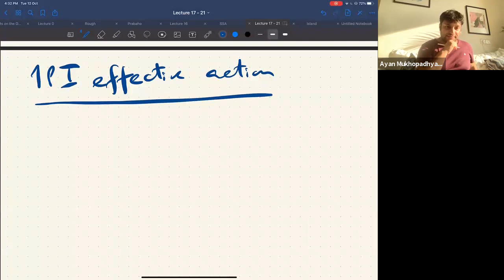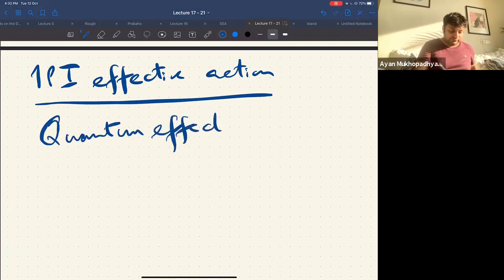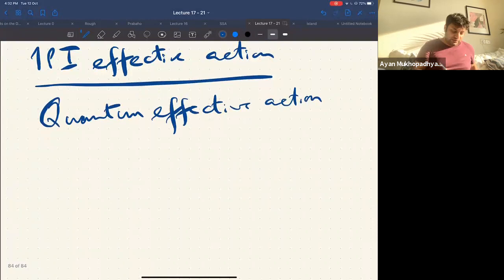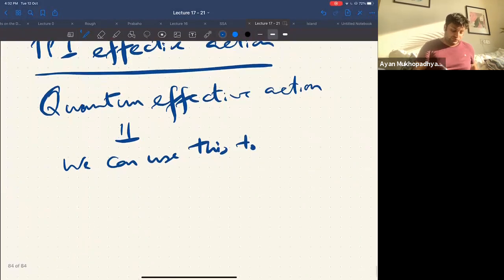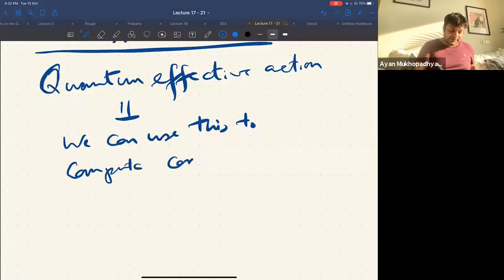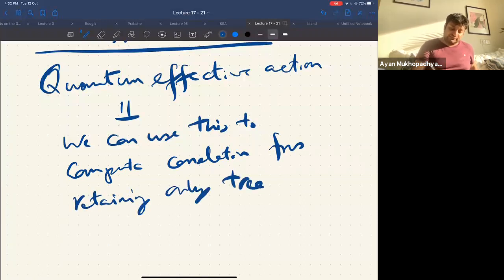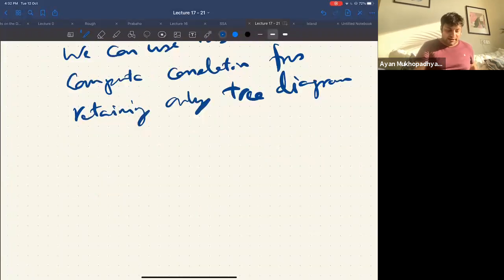And this, I said, is a very central concept. The reason it is a very central concept in quantum field theory is that the point of the 1PI effective action, also called the quantum effective action, is that we can use it to compute correlation functions retaining only tree diagrams. So tree diagrams are diagrams of this kind which have no loops.